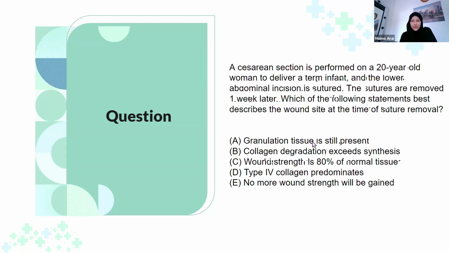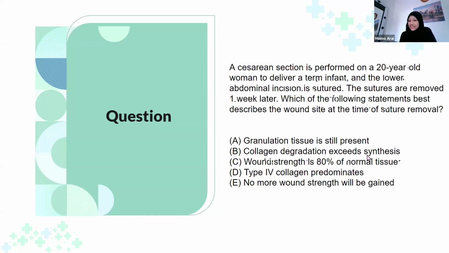So granulation tissue is still present. The basic idea is they're asking what is happening in the 1 week time period. Remember, 7 days falls under 1 week. So 1 week is the second phase, where granulation tissue is still present. Even if it's sutured or not, this is the healing process.